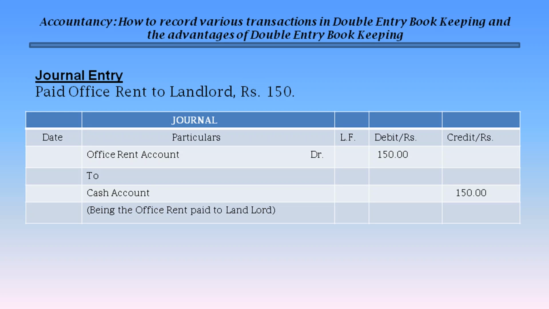The journal entry for paid office rent to landlord rupees 150 is office rent account debit 150 rupees to cash account credit 150 rupees. Narration being the office rent paid to landlord.